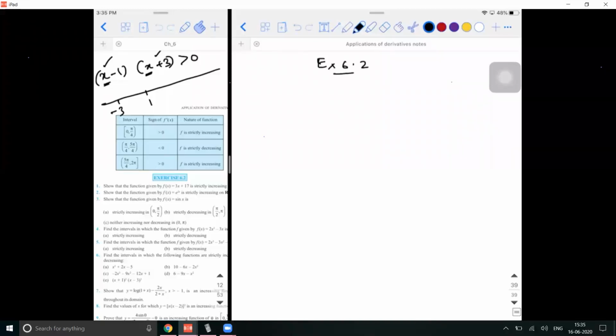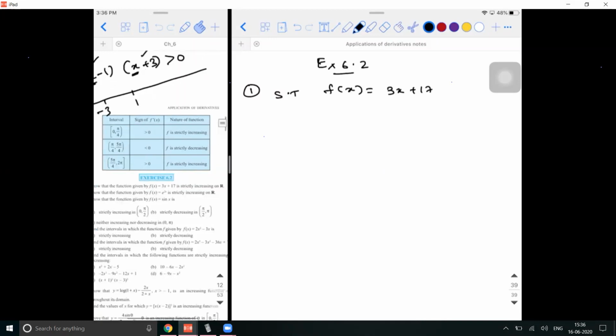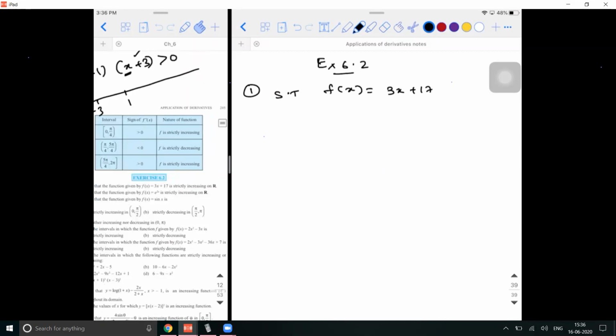So exercise 6.2. Tell me how to do the first problem. It's a very simple one. Show that the function f of x is equal to 3x plus 17 is an increasing function on R. So what are we supposed to do? It's a strictly increasing function. Rather, we can say it's strictly increasing.